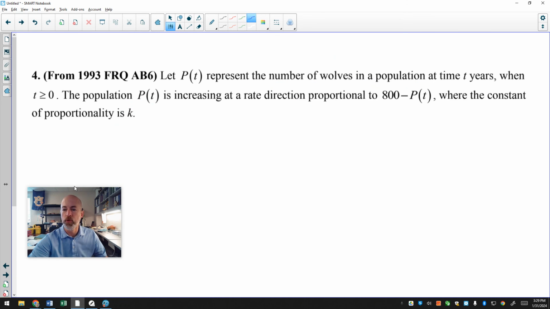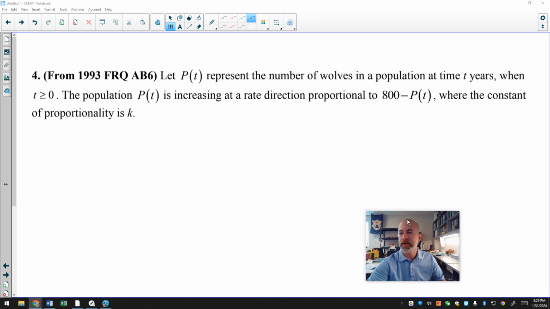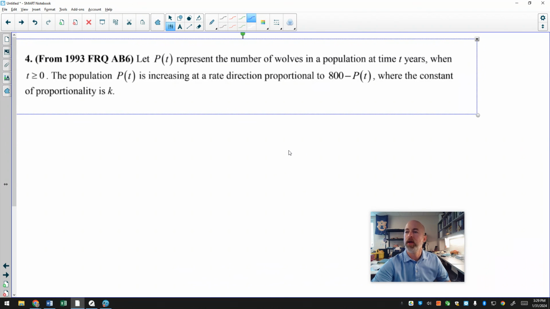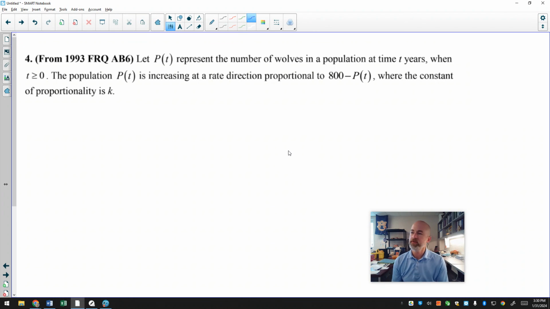Let's go on to number 4. We'll set this one up. This one's from 1993, so a little bit more recent. P is the population of wolves at time t years. So we have P of t when t is greater than or equal to 0. The population P is increasing at a rate, directly.